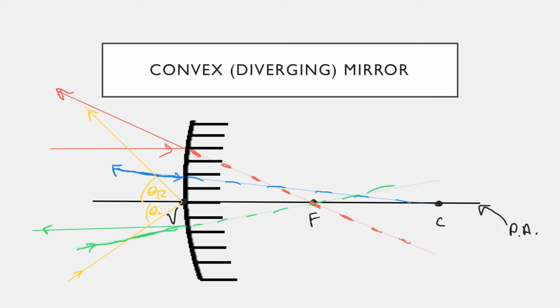The purpose of these 4 rules for both the concave or converging mirror and the convex or diverging mirror is so that we can take that one step further and predict where images are going to appear based on the height and location of an object, which we're going to see in our next lessons.